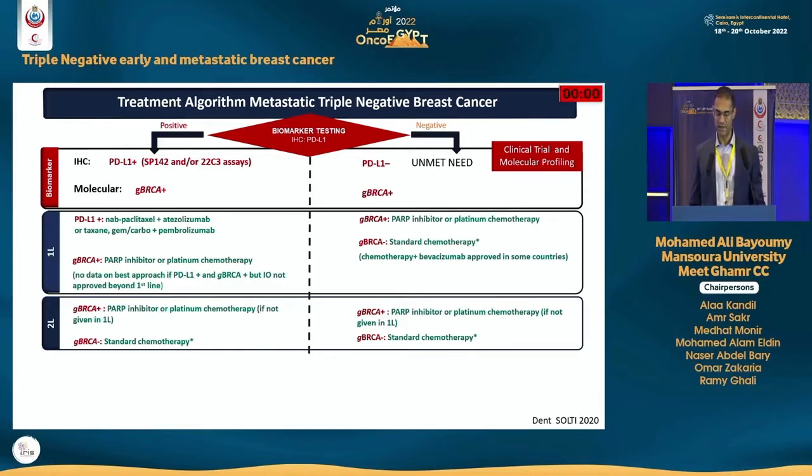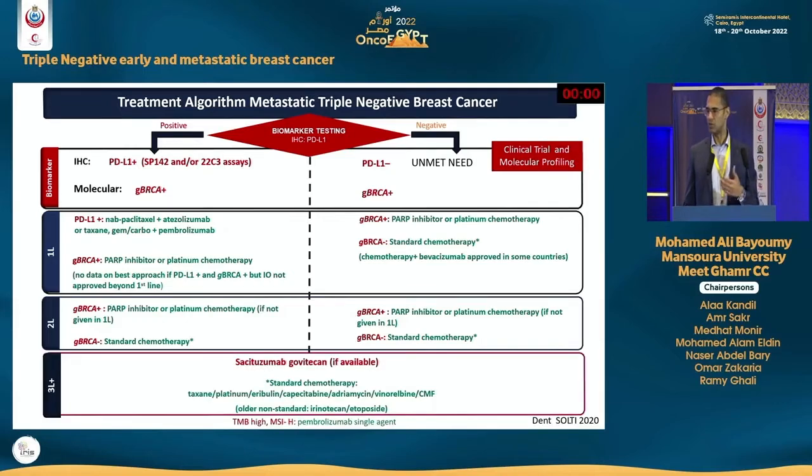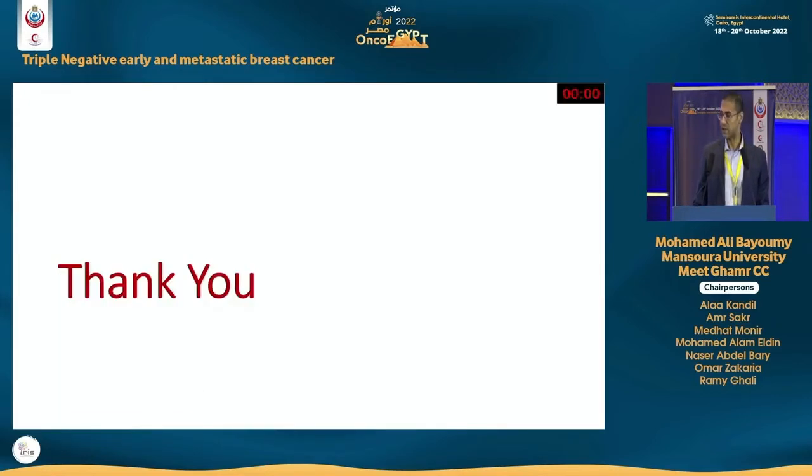What about the second line? In case of PD-L1 expression, I mean the patients who received IO in the first line, you now have an option to receive a PARP inhibitor in case of a BRCA mutation. Otherwise, you will receive chemo. The same applies to the other group of patients. And with more and more progression, you will shift to sacituzumab govitecan, which is one of the recent ADCs. With this slide, I have finished my talk, and I hope I have concisely covered the management of triple negative breast cancer in one session. Thank you so much.